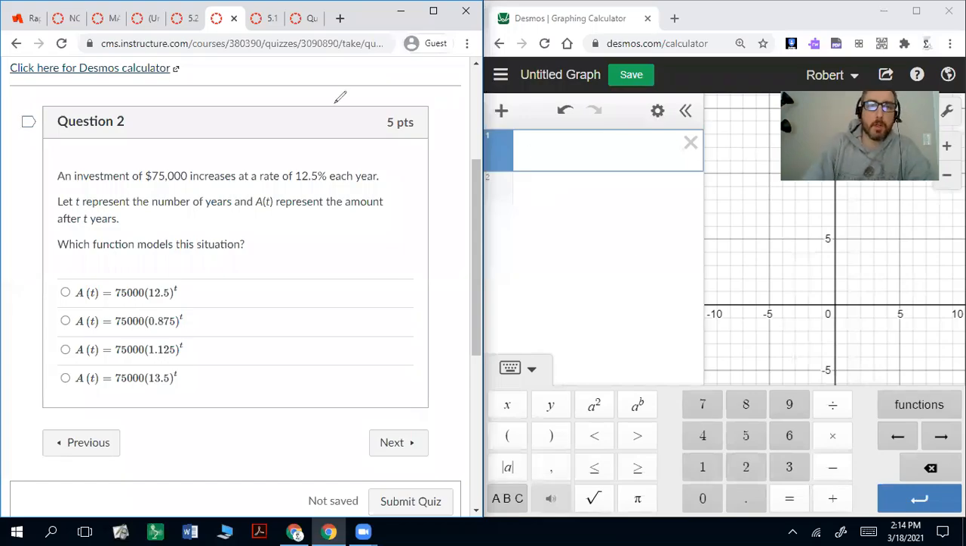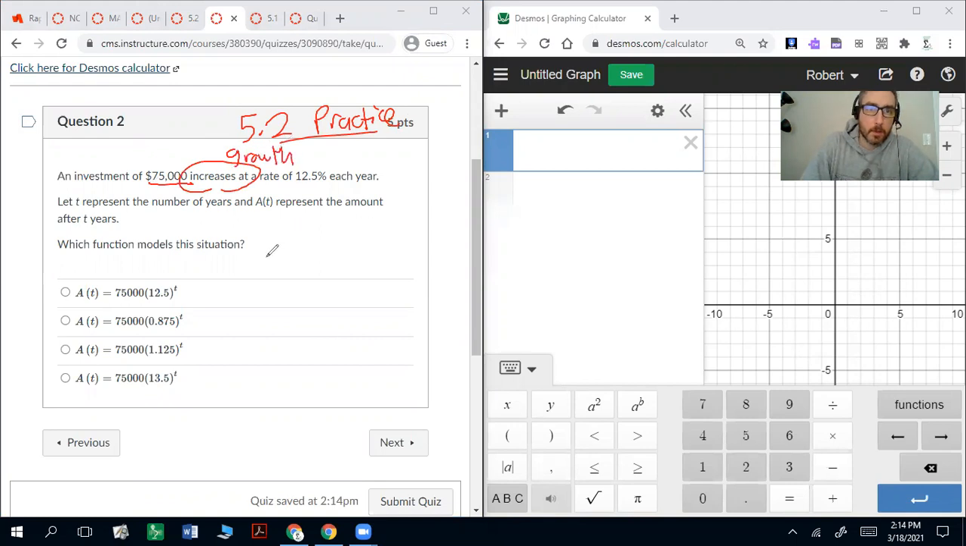Okay, this is going to be 5.2. All right, so starting at question 2, you have an initial investment of 75,000 that increases, so that's growth. So your function is going to be A equals P(1 plus R) to the T power.